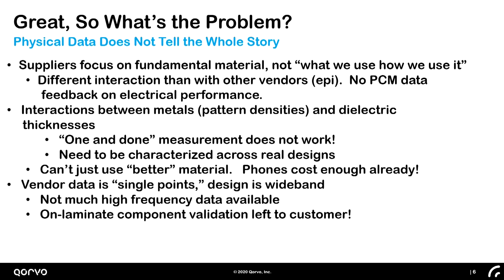There's also a lot of variation, and that means doing one measurement on one laminate does not help you. You've got to know what the statistics are and keep driving that. And you need it to be across real designs too. For cell phones, we can't just use a better material. Phones already cost $1,000. Nobody wants to pay more than that. So if we have to use better material, it's going to drive the cost up. And in turn, if we're using better material, the board it's going on is also going to be more expensive too. So it's just going to drive cost up.